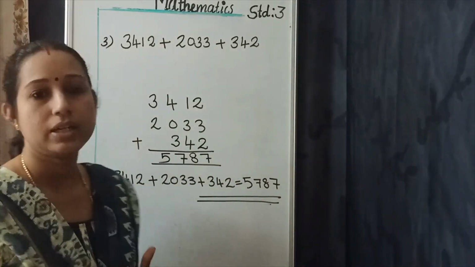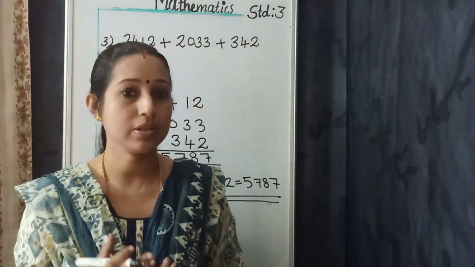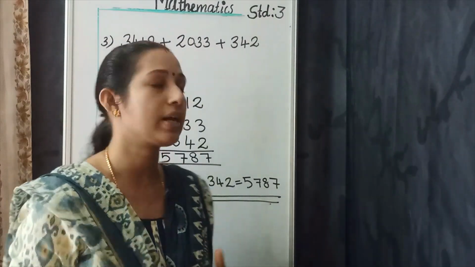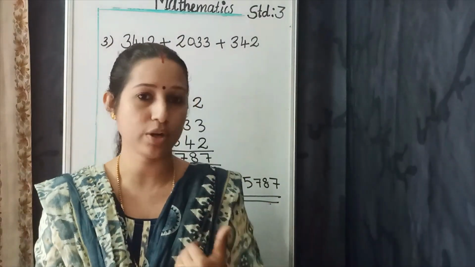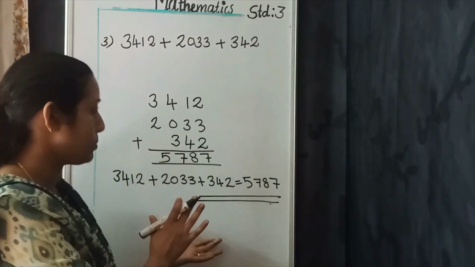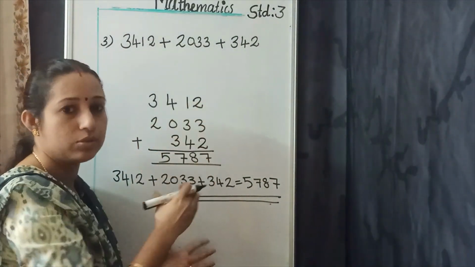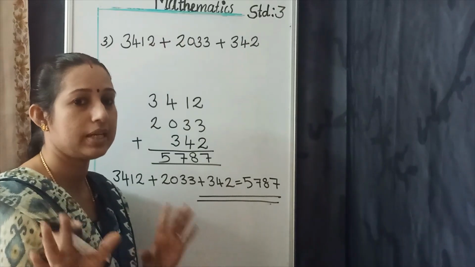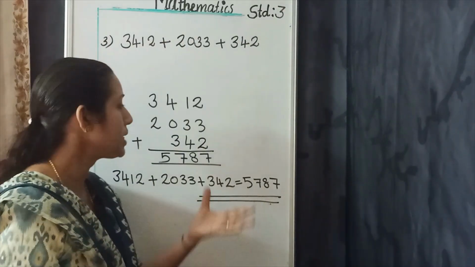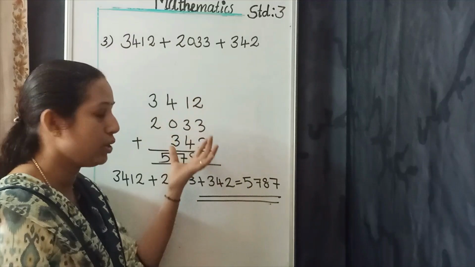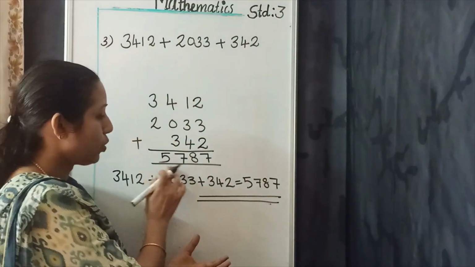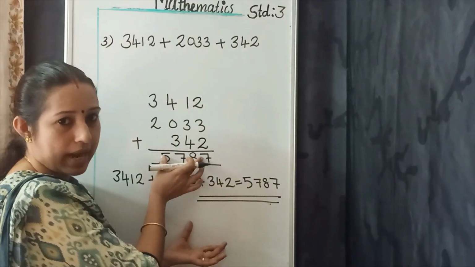Okay, so we learned how to add 3-digit numbers with regrouping and 4-digit numbers without regrouping. So you should follow this method. First, we write the numbers, any 2-digit, 3-digit, any 2 or more numbers. We arrange them in columns, one below the other. After that, we draw a line here. In this space we write the answer.